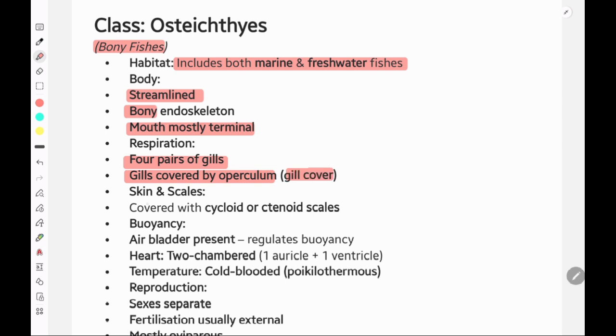The skin or scales are cycloid. Cycloid scales are those scales which you have generally seen in fishes, like this.